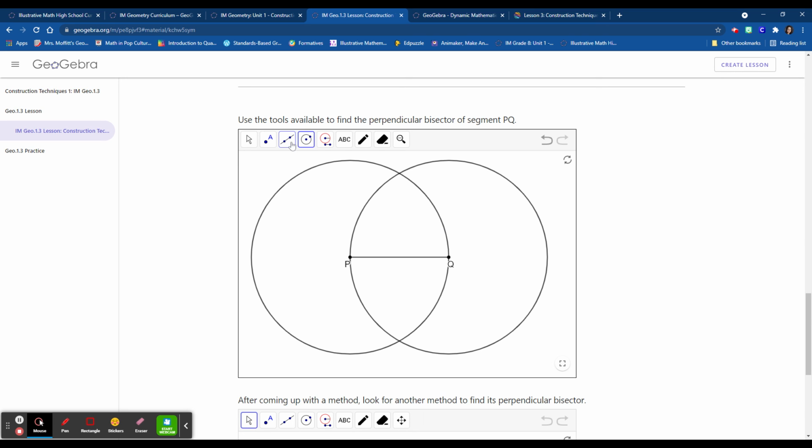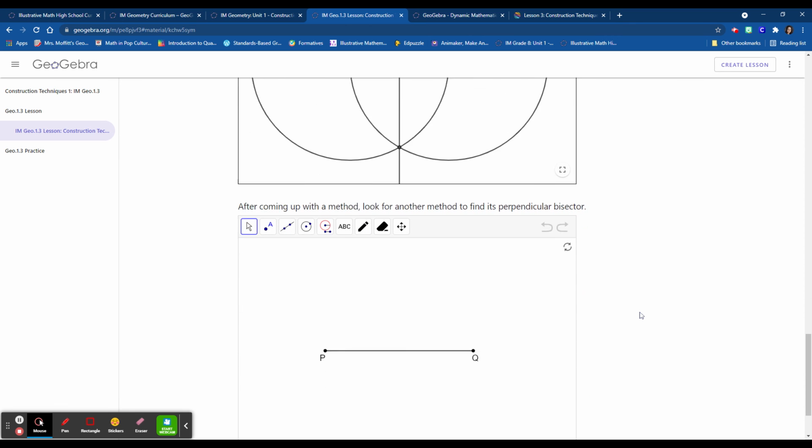When I've constructed my two circles, those intersection points where the two circles meet are the points that we're going to connect that are going to give us the perpendicular bisector. And so we can see that we have our 90-degree angle. And the place where that perpendicular bisector crosses segment PQ, this point here, is going to be the midpoint. From P to that point is equal to the length from Q to that point.